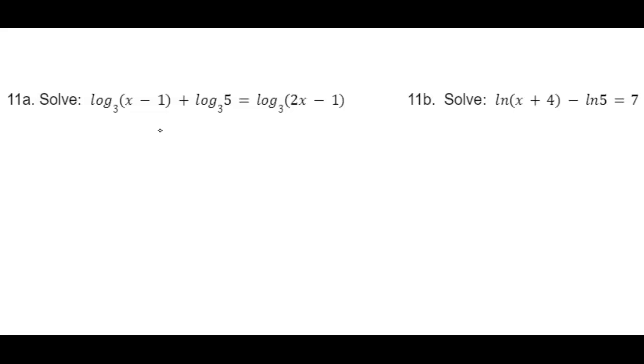So let's look at the first one. We've got log base 3 of x minus 1 plus log base 3 of 5 equals log base 3 of 2x minus 1. Now remember, you cannot have more than one log on a side. So in this case, I have to condense into one log.